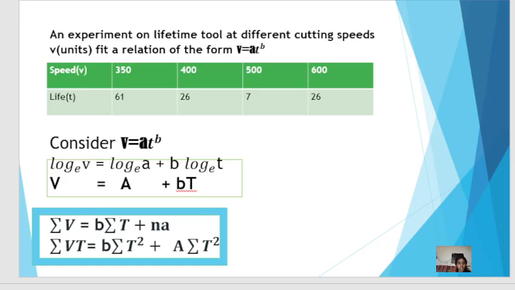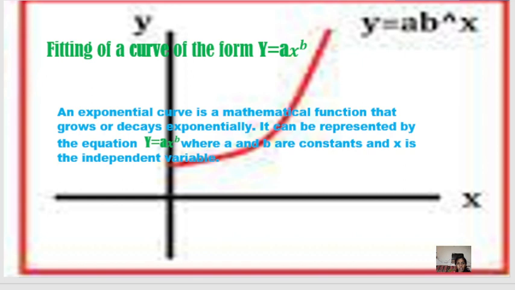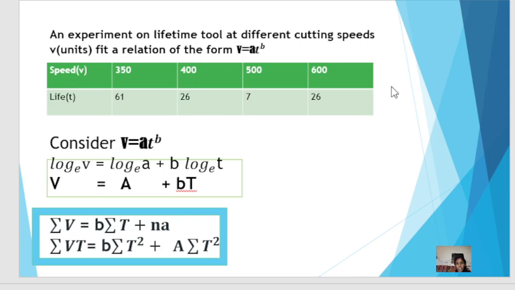The first thing is y is equal to a x power b. We have taken here y is equal to a x power b, but in the problem we have taken v is equal to a t power b, the same form. And as I said, when the values are reaching beyond 100, we are going to use a logarithm or ln here. So v is equal to a into t power b. By using a logarithm, we can write it as log v is equal to log a plus b into log t.